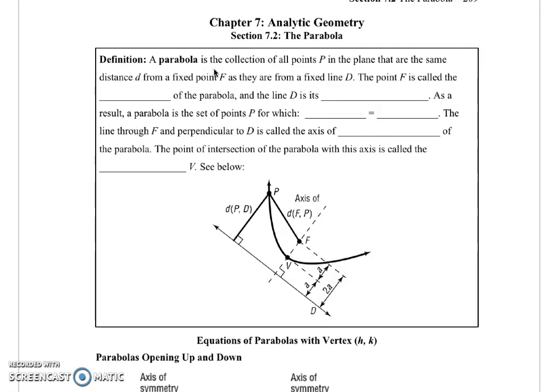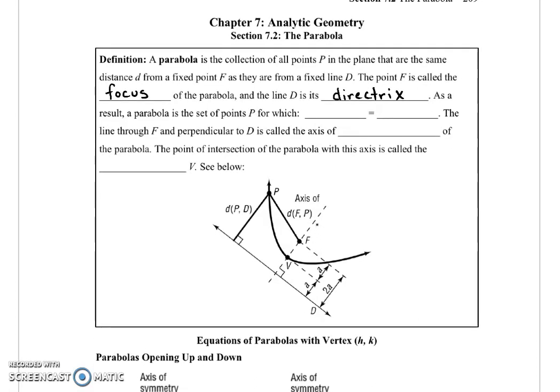So a parabola is the collection of all points P in the plane that are the same distance from a fixed point F as they are from a fixed line D. The fixed point F is what we call the focus of the parabola, and the line D is what we call the directrix.